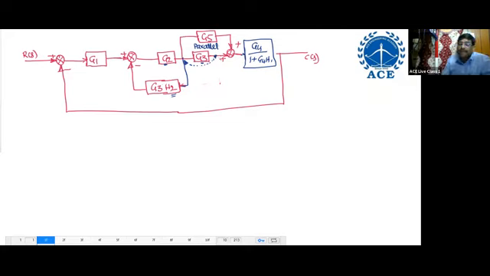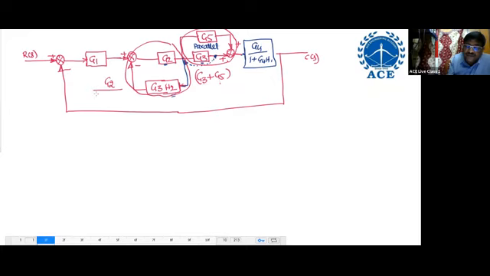Now these two are parallel. This other two is a loop. So that means one problem can be solved by many ways. So now this two is parallel, G3 plus G5. Now this is a loop. So that means what I will get?